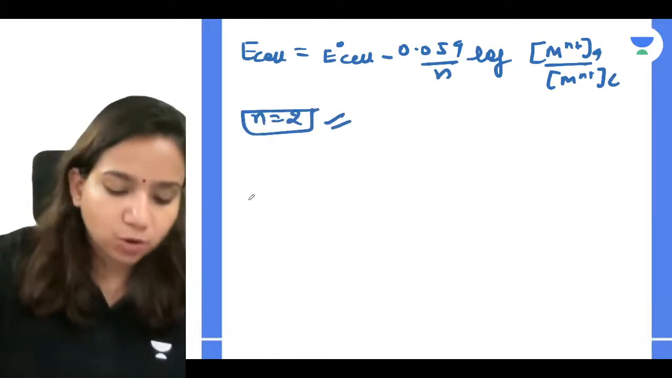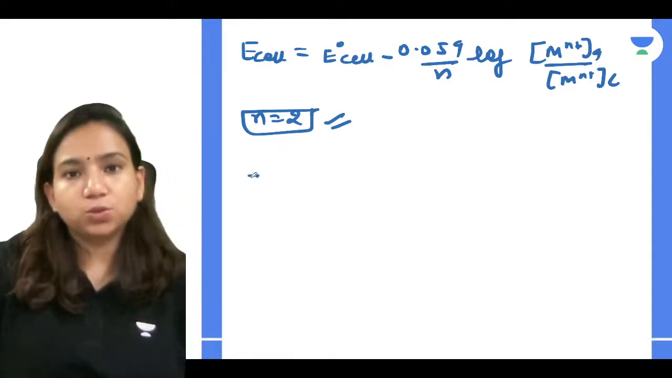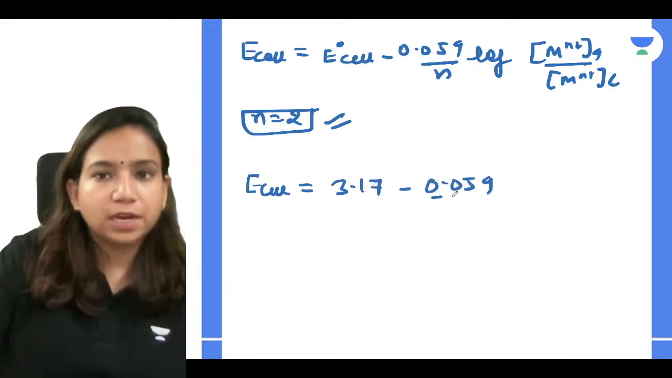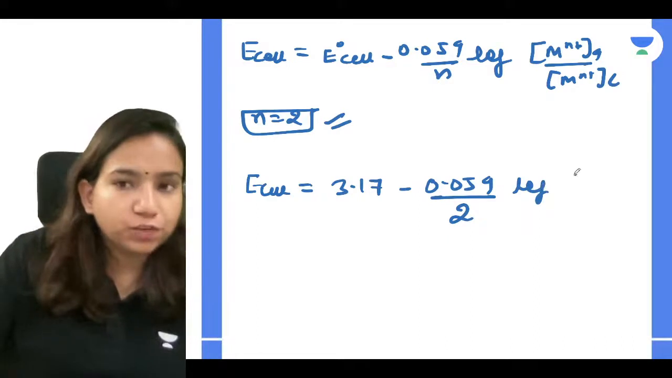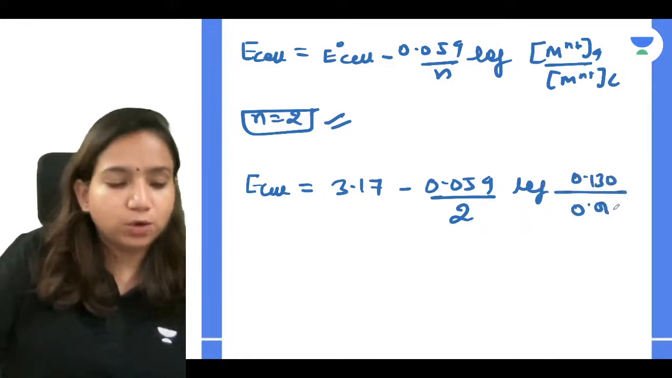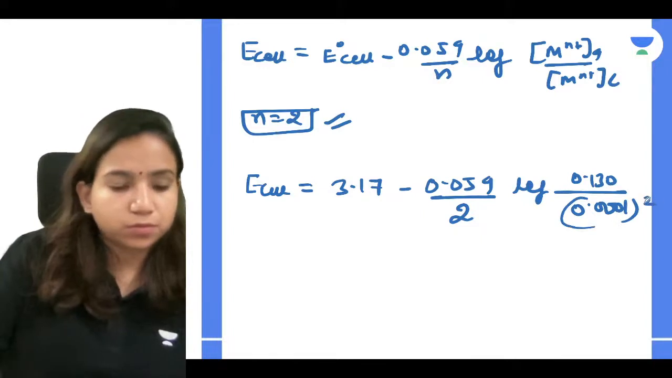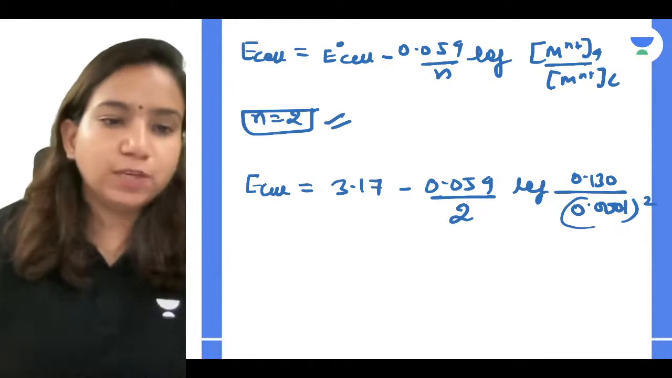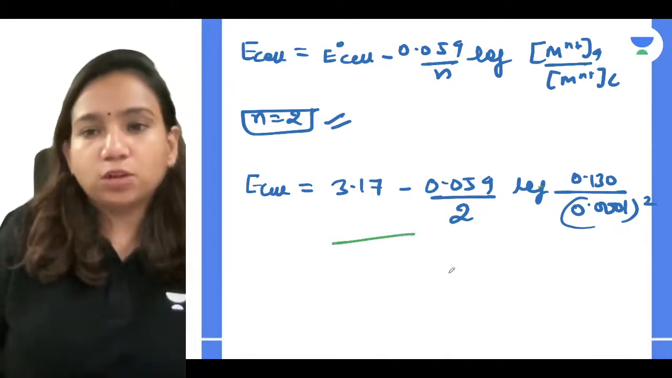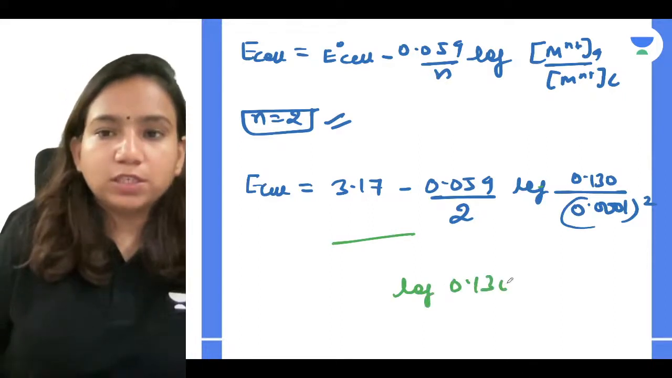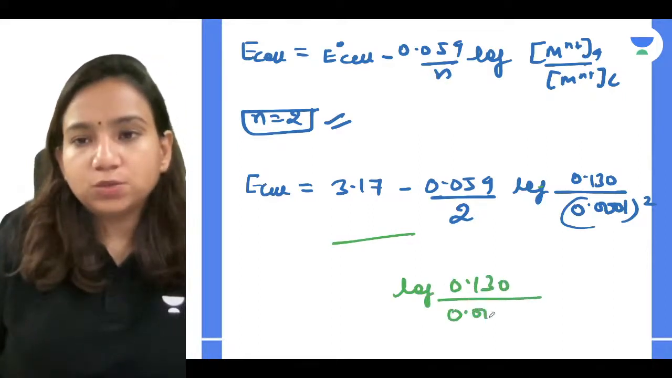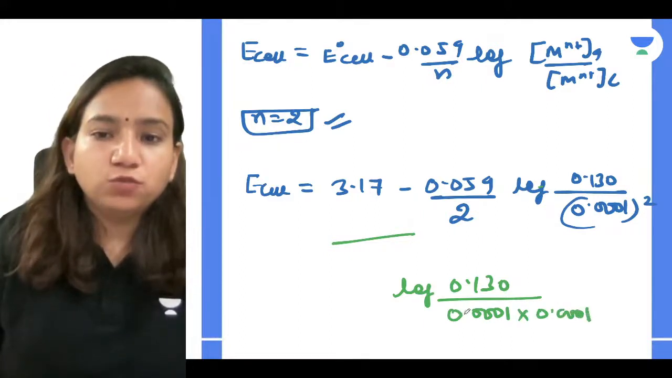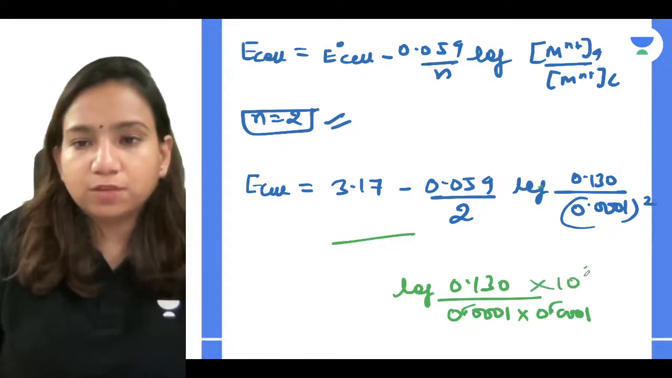And for concentration of anode and cathode, I can just put the values. So E cell will be equal to E naught cell, which is 3.17, minus 0.059 divided by 2 log of concentration of anode, 0.130, divided by 0.001 square. Okay, now how you can solve it, guys, let me tell you, because this value you can solve, but how will you solve this? So you have log 0.130 divided by 0.0001 into 0.0001. So you can remove these points and you can get over here 10 to the power 6.